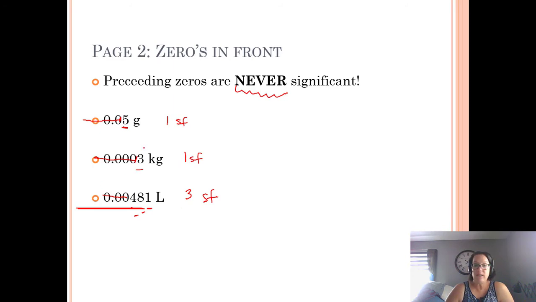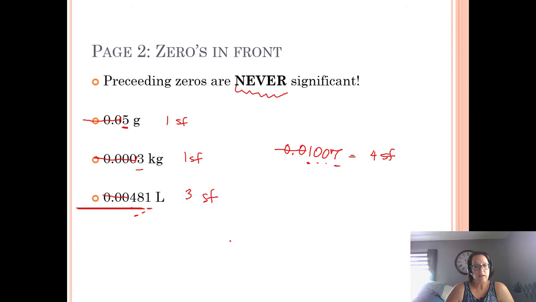Okay. Now these rules end up mixing together. So I could have something like this, where no, they don't count. Now the 1 counts. The 7 counts. What about these guys in between? Yeah, they count because they're in the middle. So this would be 4 sig figs.